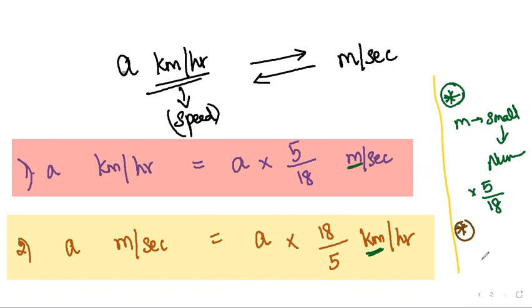So when you have kilometer, kilometer is a larger quantity, so you have to write the larger number in the numerator. Which means a given meter per second has to be multiplied with 18 by 5 in order to get kilometer per hour. Very good. Now we are good to go.